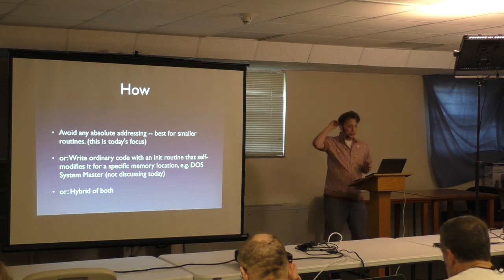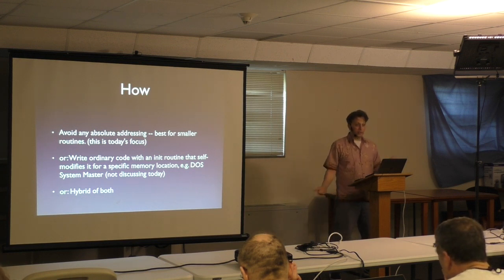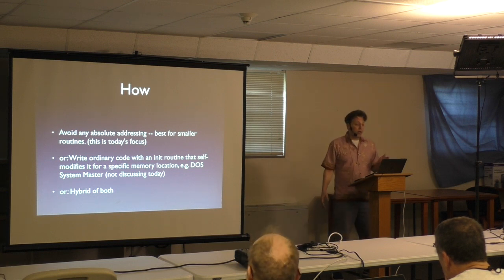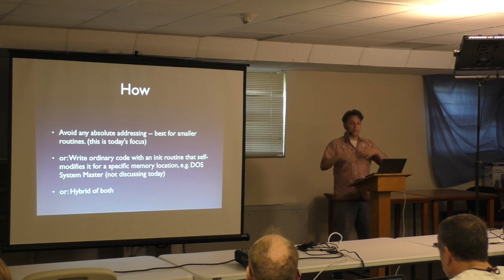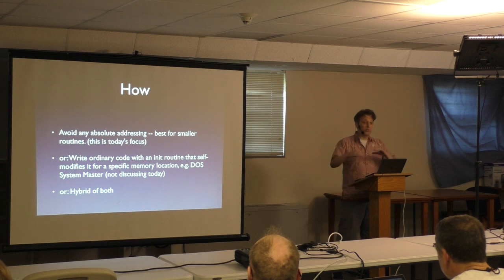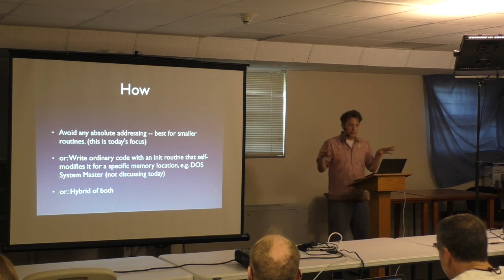So how do you write relocatable code? The two methods that I'm basically aware of, although maybe there's others, are one is avoid any absolute addressing. So that means your standard like LDA 2000 or JMP 4000. You can't do that because those are fixed addresses. And that's what I'm going to be talking about, is how to write code while avoiding that addressing mode.